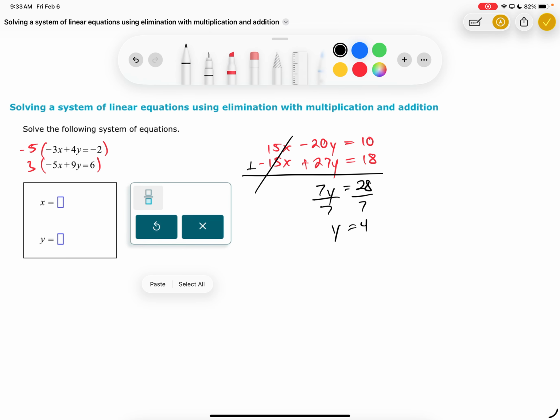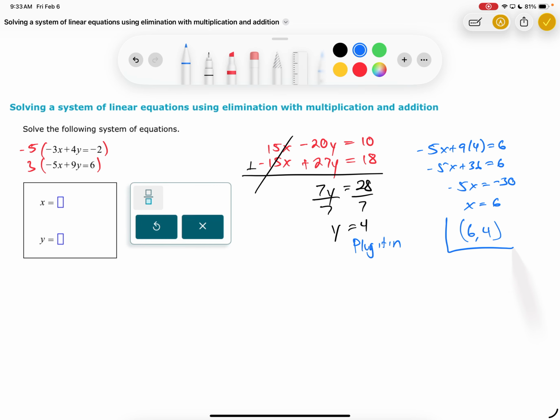All right, and then just like before, once you get the one answer, you just plug it in to find the other answer. So I'm going to plug it into the bottom one. It doesn't matter which one you plug it into. So I get negative 5x plus 36 equals 6. Subtract 36, and I get negative 5x equals negative 30. Divide by negative 5, and x equals 6. So these two intersect at the point (6, 4).